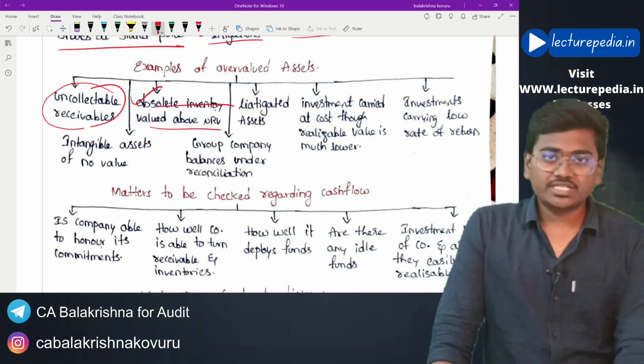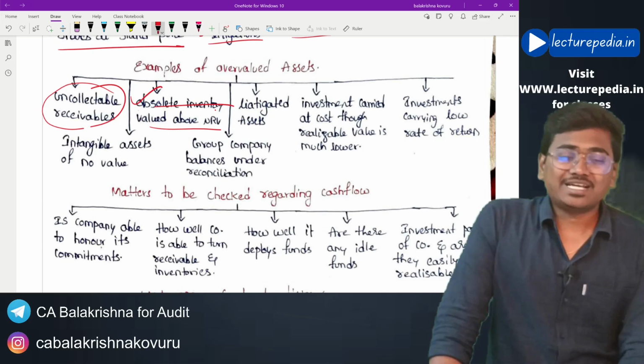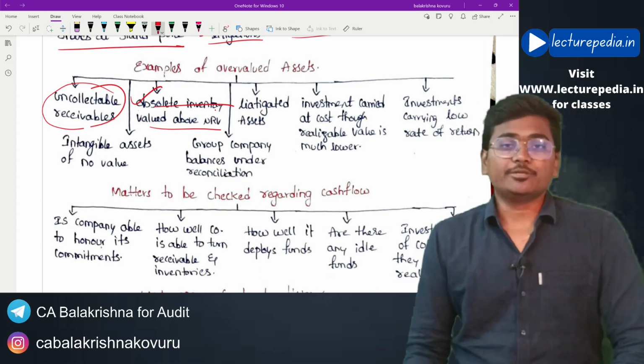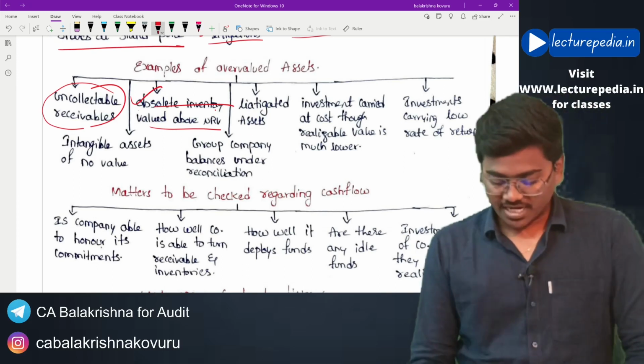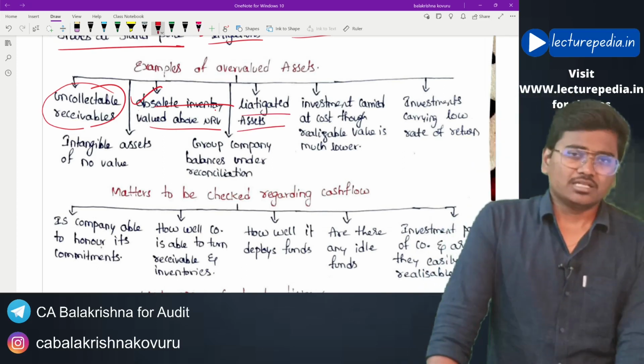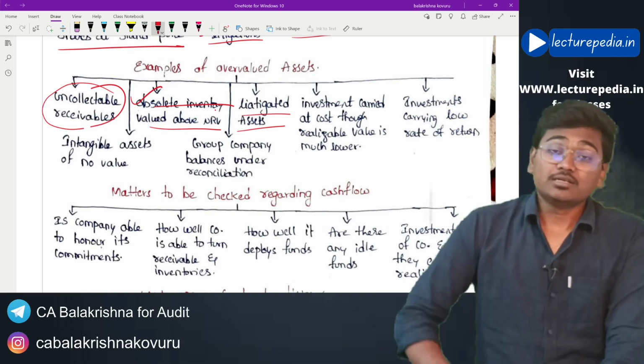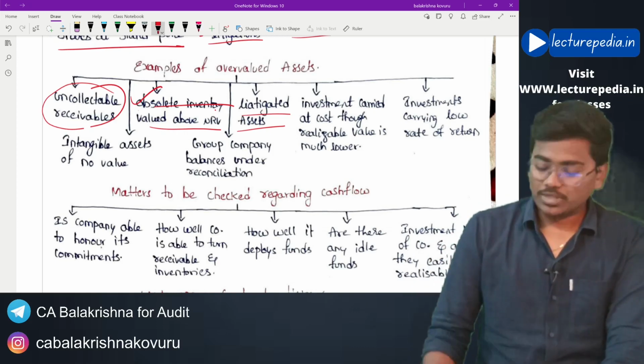Generally obsolete inventory and slow moving inventory has to be valued at NRV. If it is valued above NRV, it becomes overvalued asset. And even litigated assets, the value has to be factored to the portion of litigation. If it is not factored, then that becomes overvalued asset.